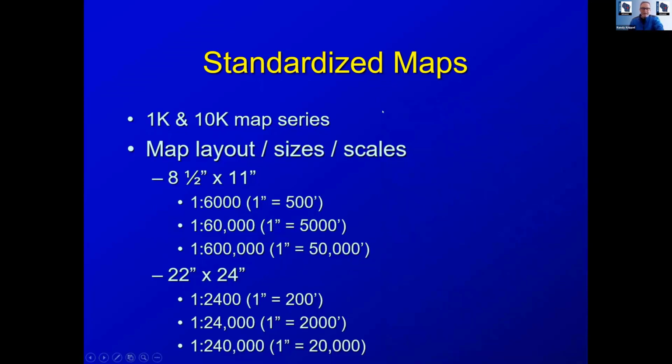And standardizing the maps, again, based on the 1K squares and the 10K squares. Everybody understands we're talking about 1,000 meter by 1,000 meter and 10,000 meter by 10,000 meter on even increments of the UTM coordinate system. But it works very well when you're working between these. If you think about an 8.5 by 11 map at 1 to 6,000, that's 1 inch equals 500 feet. Once you have your layout set up, you change your scale from 1 to 6,000 to 1 to 60,000, and now you use the 10,000 meter squares, or 1 to 600,000, and now you're using the 100,000 meter squares.